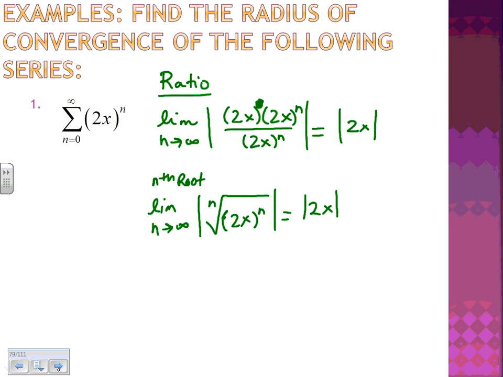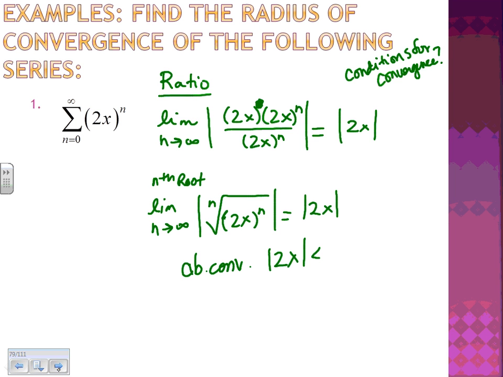The conditions for both of these are the same. What's the condition for convergence? It absolutely converges if it's less than 1, for both of these, right? So I know that it's going to absolutely converge when the absolute value of 2x is less than 1. So now basically we're just going to go and solve for x.